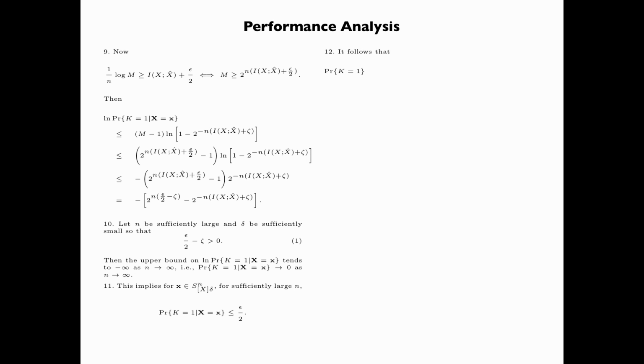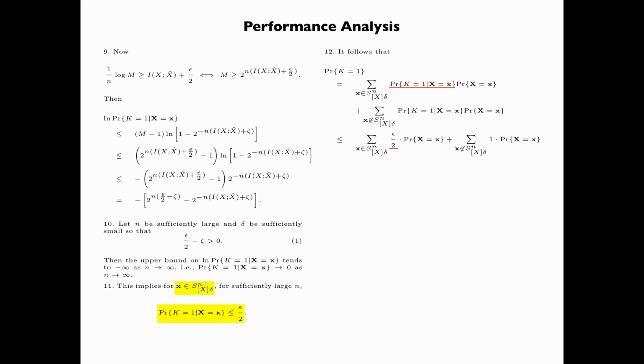Now it follows that the probability of K equals 1 is equal to the sum of the probability of K equals 1 given X equals x times the probability of X equals x over all x in the S set, and we take the same summation over all x which are not in the S set. Now the probability that K is equal to 1 given that X is equal to x, where x is in the S set, from step 11 is upper bounded by epsilon over 2. For x not in the S set, this conditional probability is upper bounded by 1.